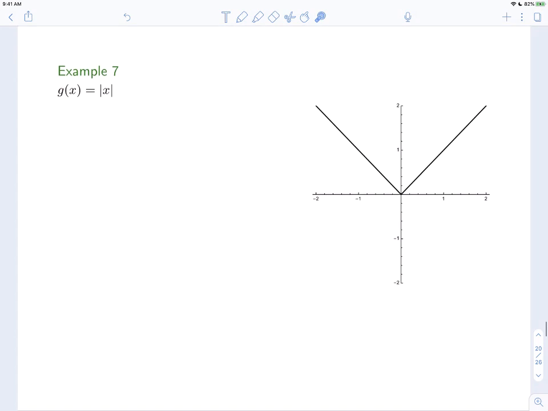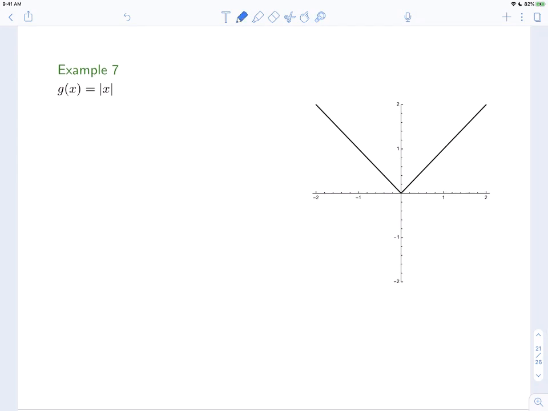Here's another example of a piecewise defined function. It's the absolute value function. Here we're calling it g. g of x equals the absolute value of x. The way that this function is defined is that whatever x is, it returns the positive version of it. So if x is positive, you just get x back. So we can write it out that way. g of x is equal to x if x is positive.